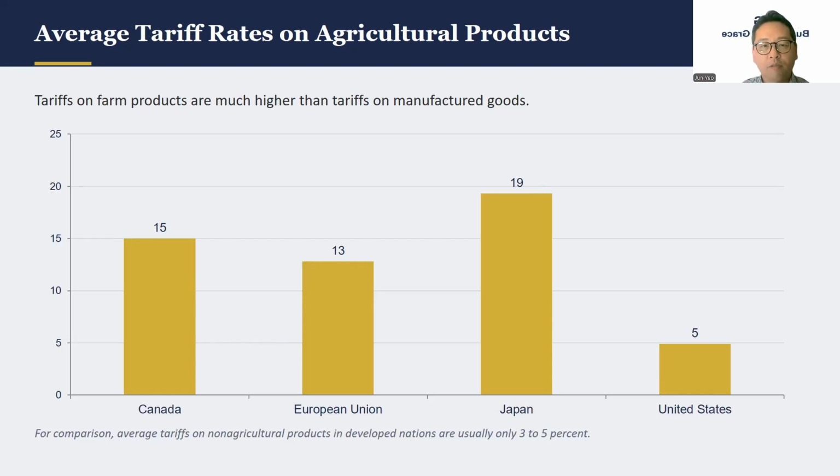Think about Japan for a moment. A 19.3% average tariff on food is roughly 4 to 6 times higher than its typical tariff on manufactured goods. This tells us that farm protection in Japan is not a small exception. It's a deliberate and very large policy choice, driven by a desire to protect traditional farming communities and food security.